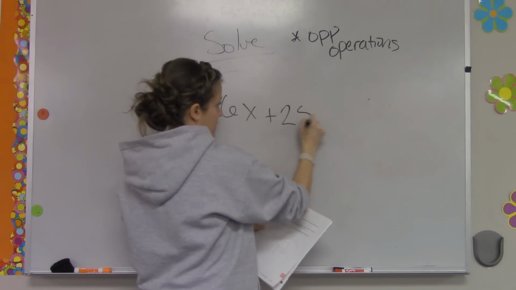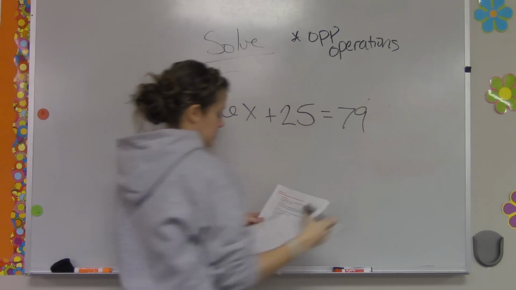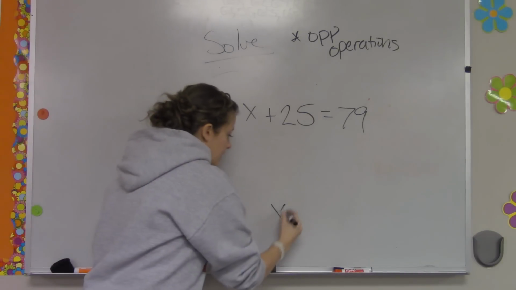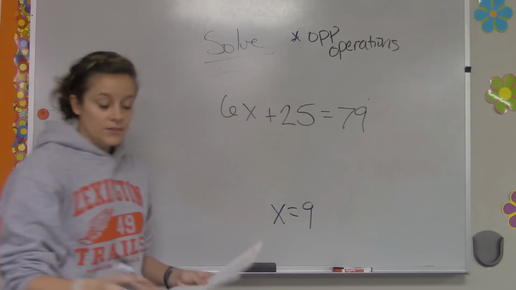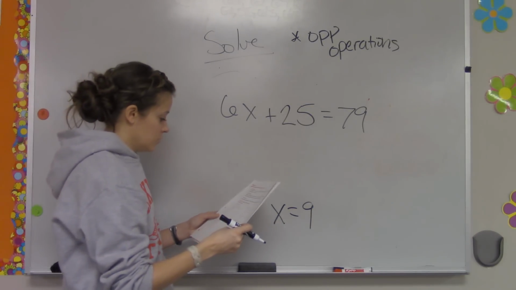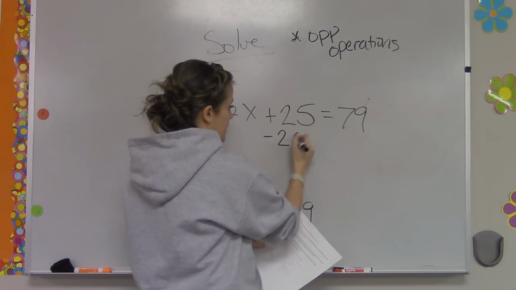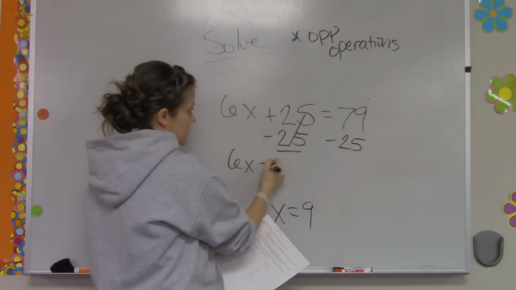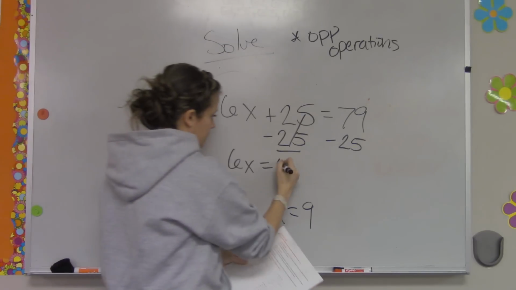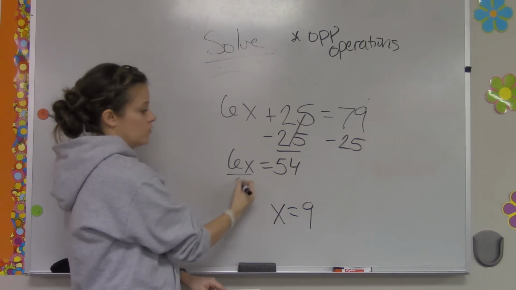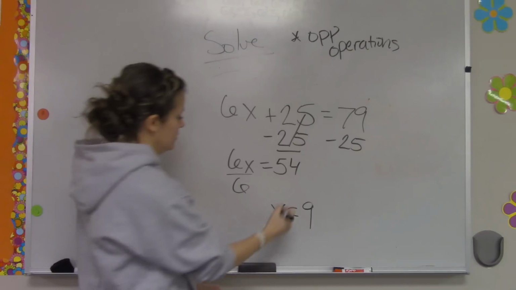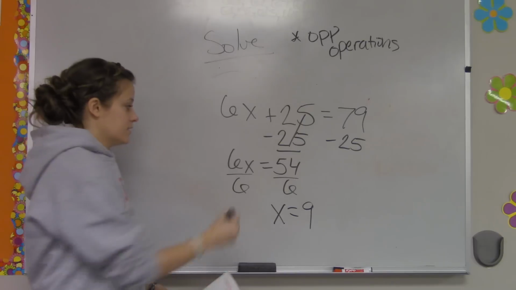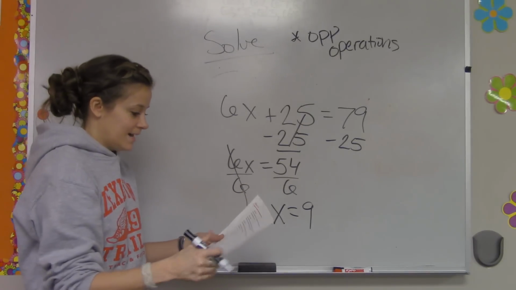6x plus 25 equals 79. Go ahead and pause. Okay, hopefully you got x equals 9. If you did not, you can continue to watch. You would subtract 25 and end up with 6x equals 54. Then you divide, sorry, I know I'm talking to the wall. You divide both sides by 6, and 54 divided by 6 would equal 9.